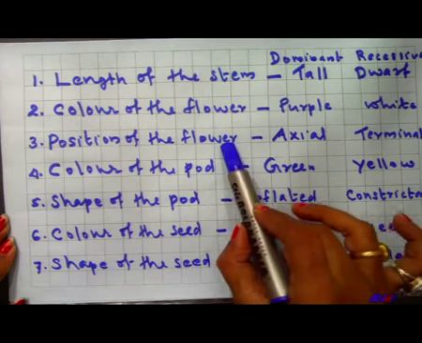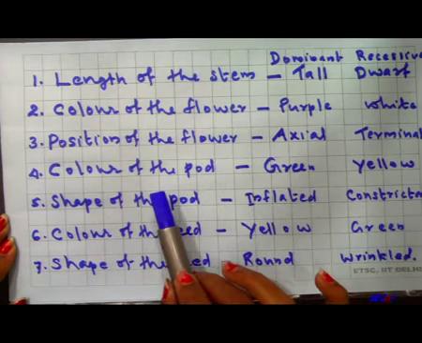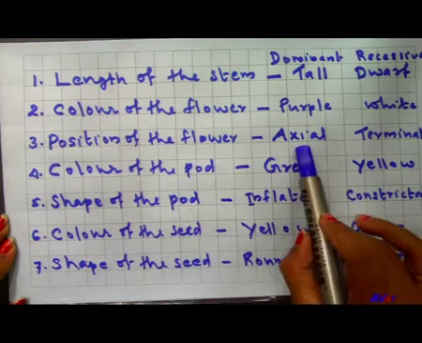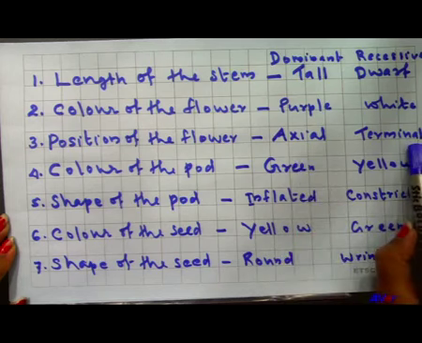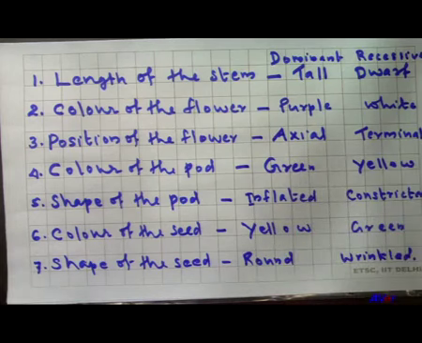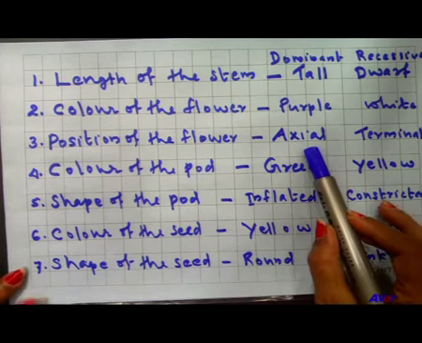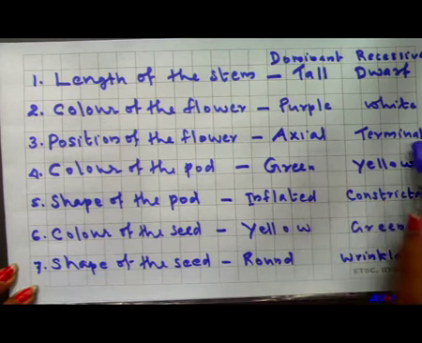Now coming to the position of the flower, axial and terminal. Now what is axial? You know, the angle between leaf and stem is called the axil, and if the flower is seen in the axil, then that flower is known as an axial flower, and if it is seen at the tip of the stem, then it is a terminal flower.